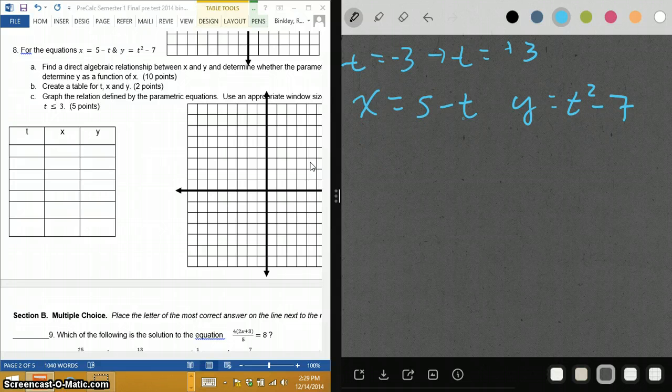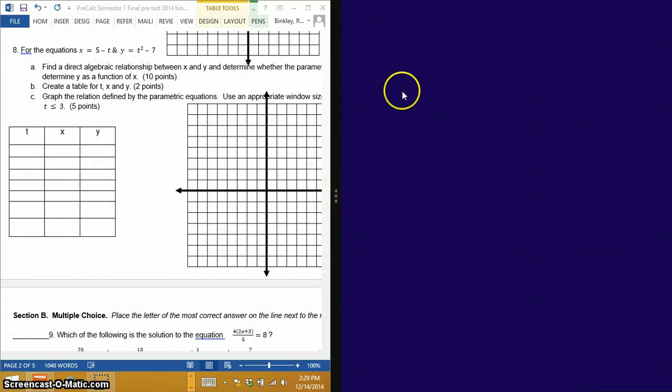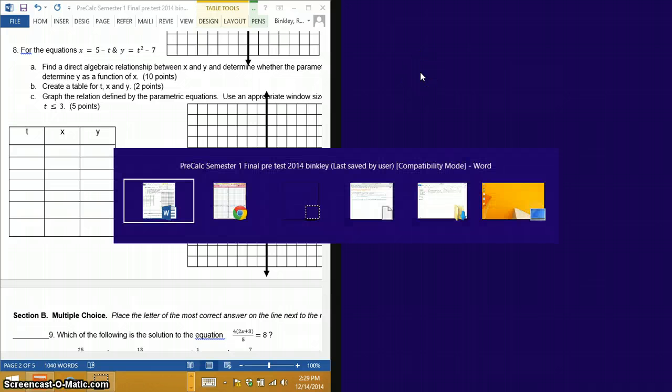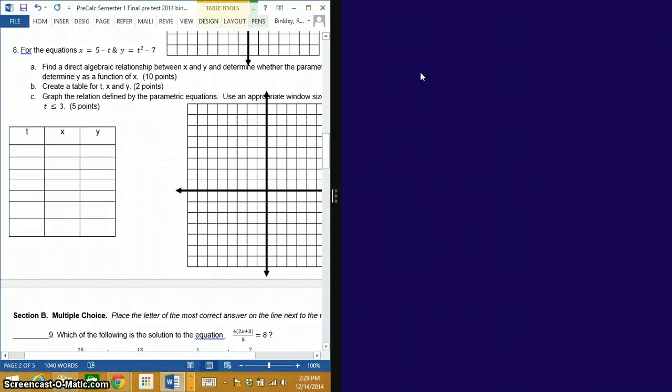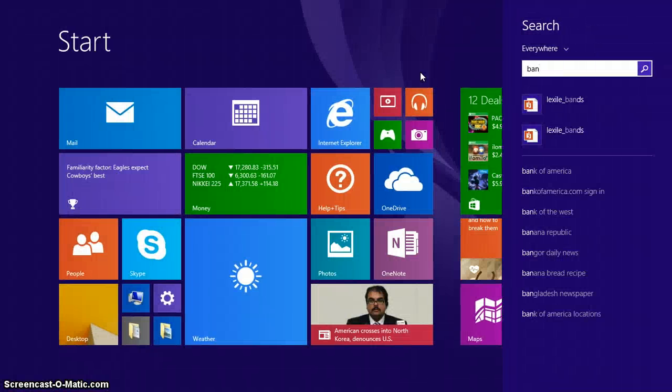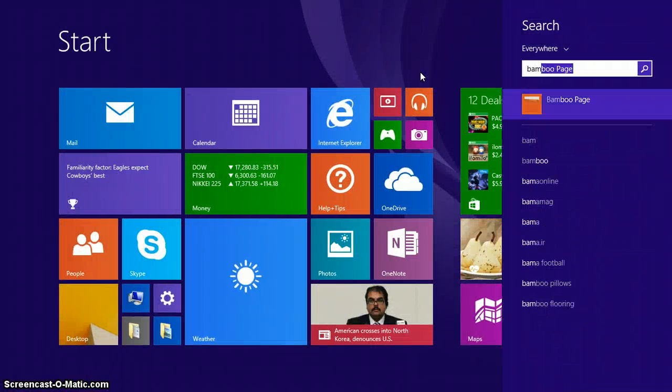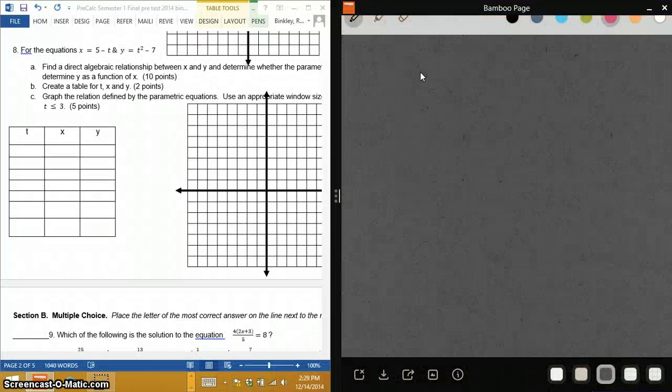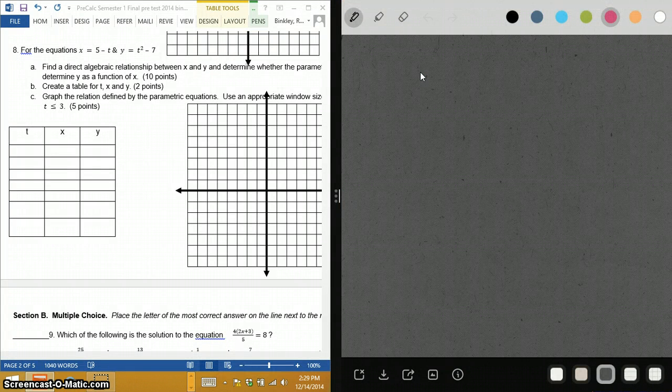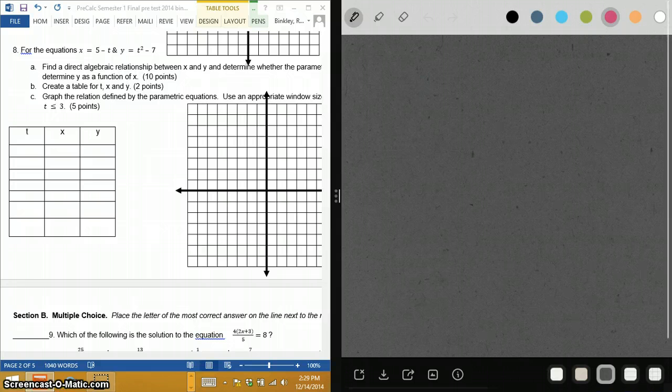If I put t equals -3 in here, I have x equals 5 minus a -3, which is 8, right? No! You guys, I don't know what happens when it does that, but let's see here. Why don't you guys continue to work? There it is. Alright, that was the first one for t equals -3.